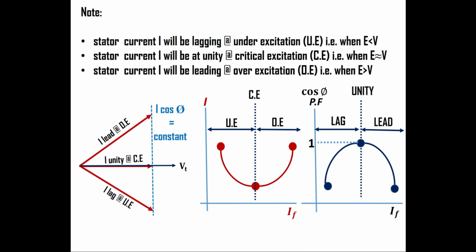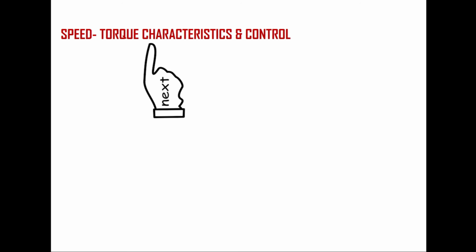If we join the points, we will get the shape similar to the English alphabet V and inverted V. That's why we call this graph the V curve and inverted V curve. Okay, in the next video, let's see the speed torque characteristics and control of synchronous motor.